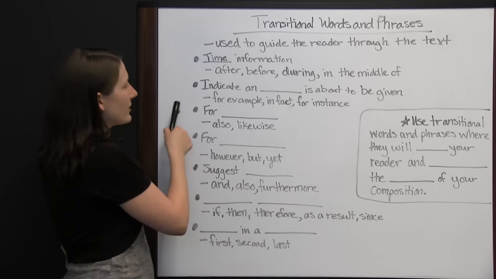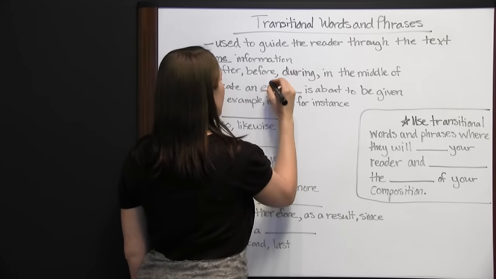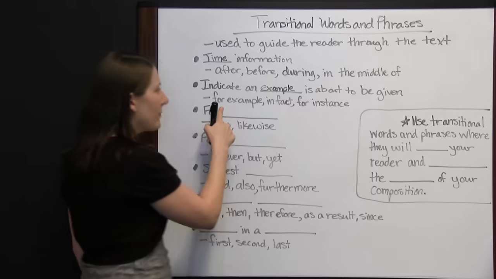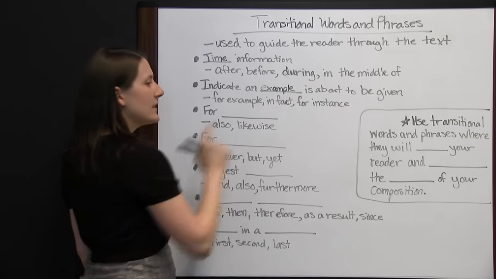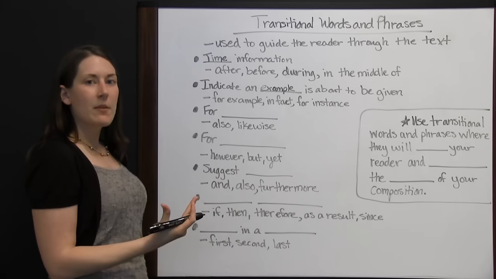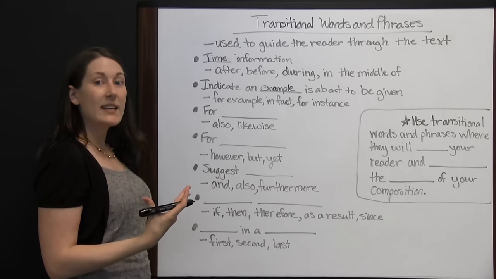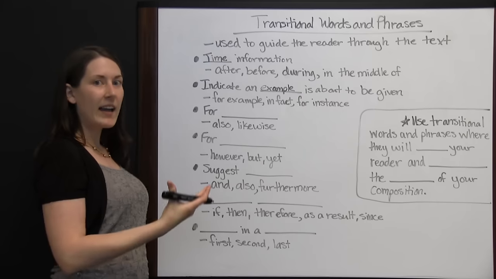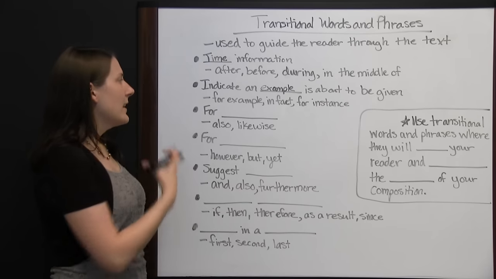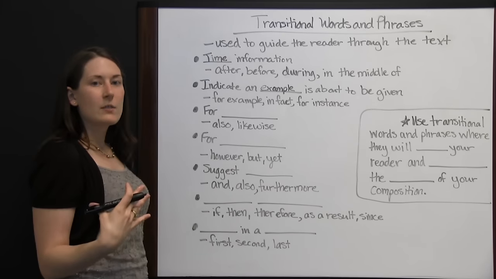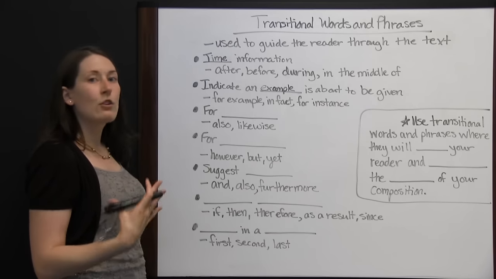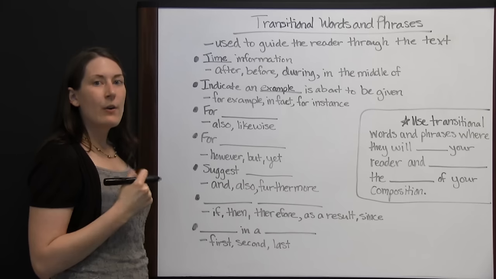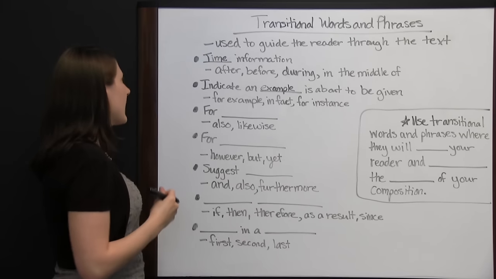You can also have transitions that indicate an example is about to be given. For example, in fact, for instance. If you state your main idea and then you want to give a supporting example, you can say, in fact, let me tell you this thing. For example, dogs make good pets because they are very loyal. These phrases let you know that an example is coming.